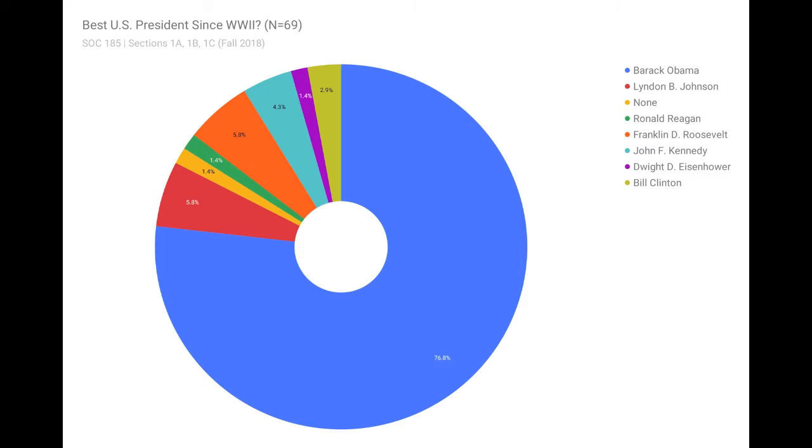So before we move into the week 5 discussion forum questions, I just want to go over really quickly the results from last week's discussion forum. So as we can see in this chart, the vast majority of you chose Barack Obama as the best US president since World War II.